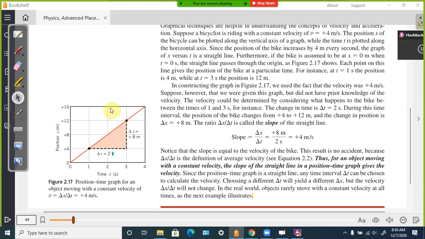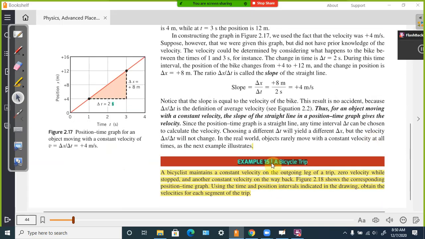Now, in this case, it's constant velocity because we have the same slope throughout. It doesn't always have to be constant. In this case, it is, okay? But all you're doing is looking at the slope of position versus time, and whatever that slope is, that is what is going to be considered your velocity, okay?